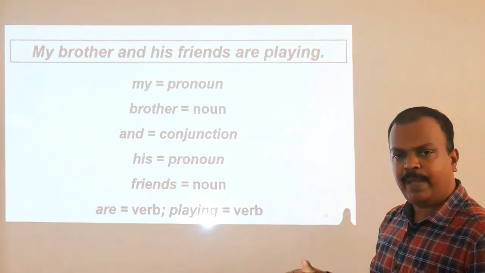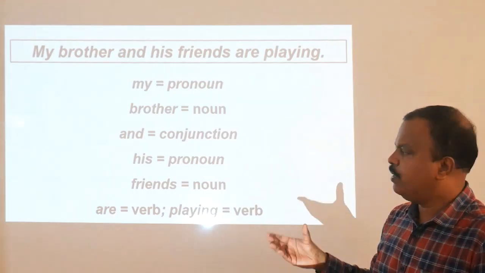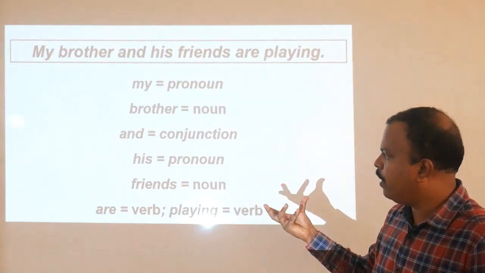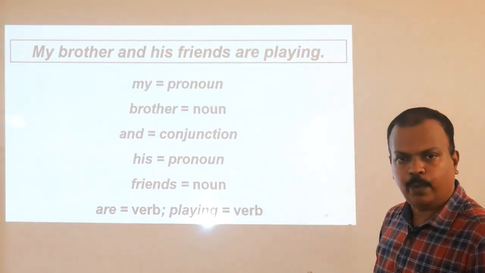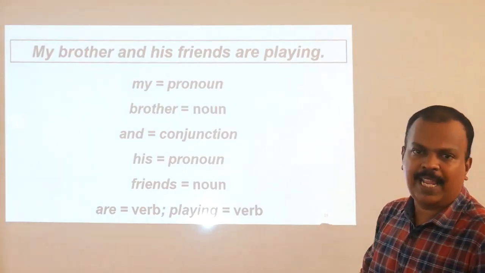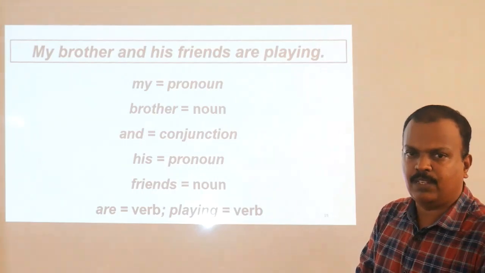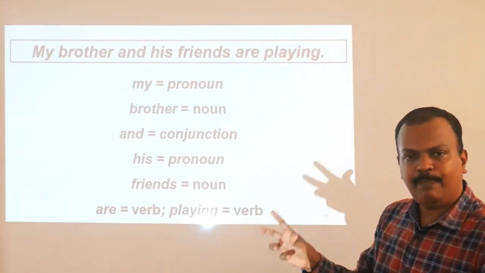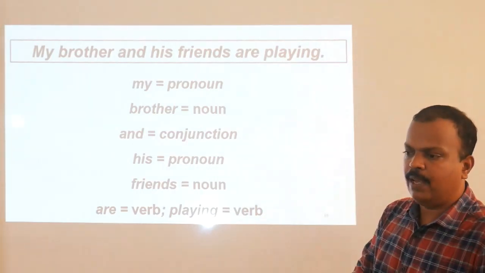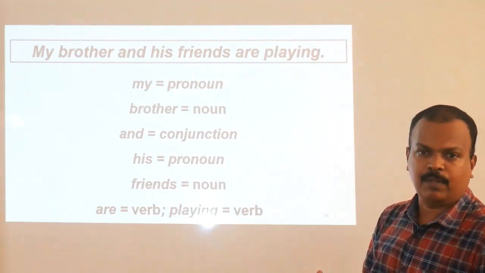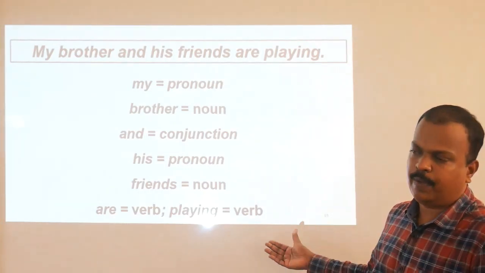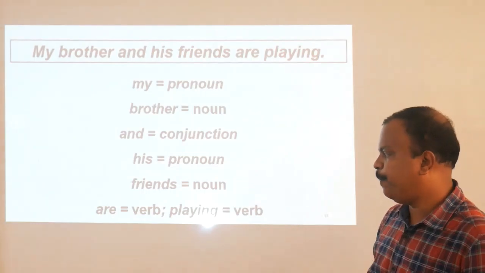So playing is the main verb in this sentence because it tells us what my brother and his friends are doing, right? What they are doing is they are playing. That is the main action in this sentence. And are is helping that verb to give the sense of time, the tense form, which is the present progressive here as well, are playing.